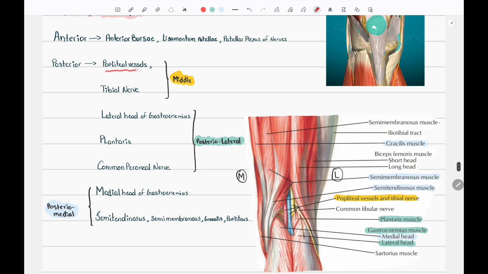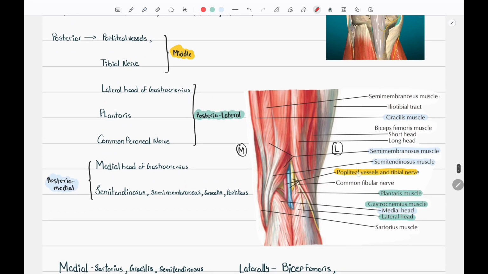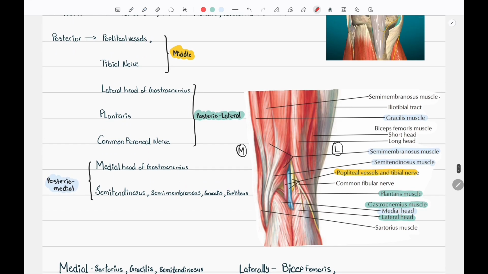The popliteal vessels and tibial nerve come under the middle posterior relations of the knee joint, which means that the popliteal artery and popliteal vein, along with the tibial nerve, come just posterior to the knee joint. They are in the middle and posterior to the knee joint. They are neither medial nor lateral.